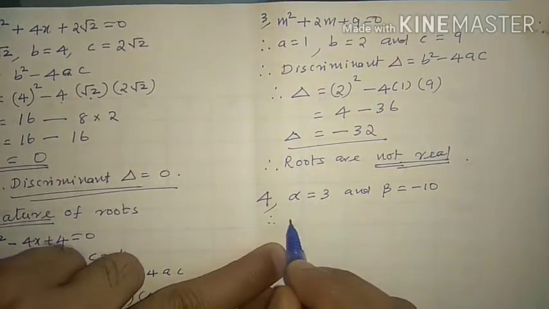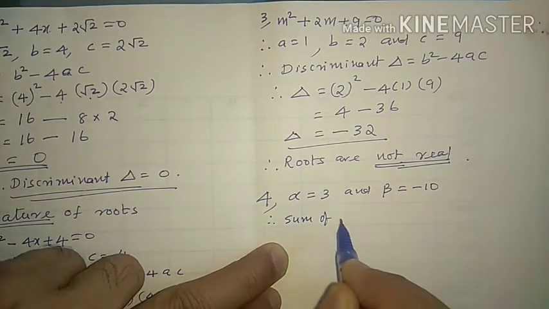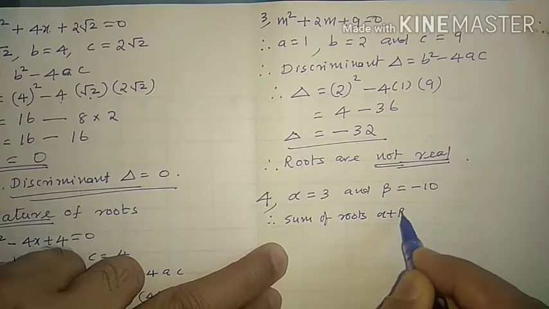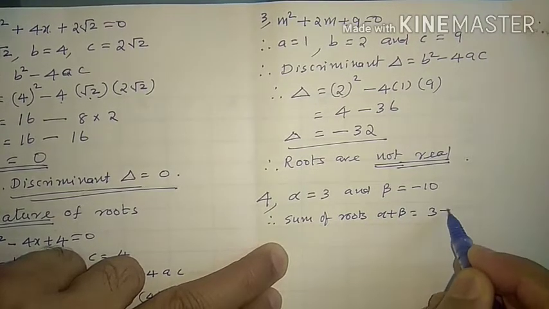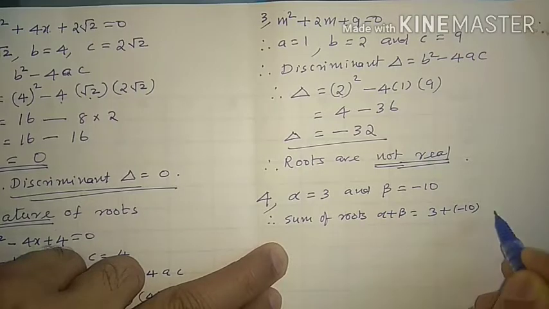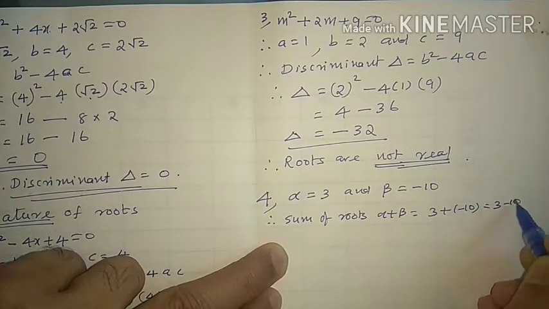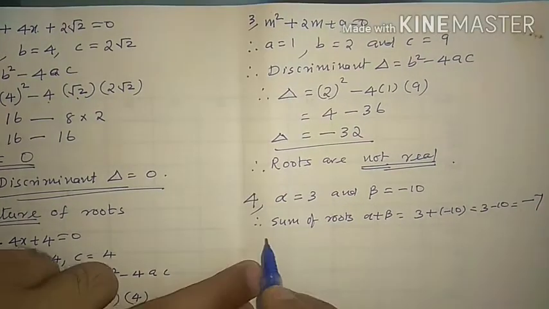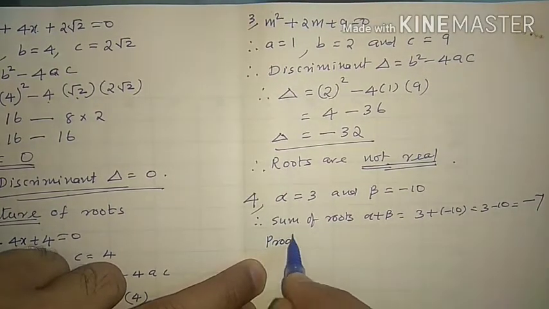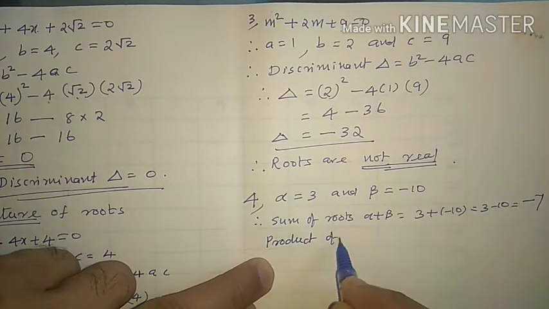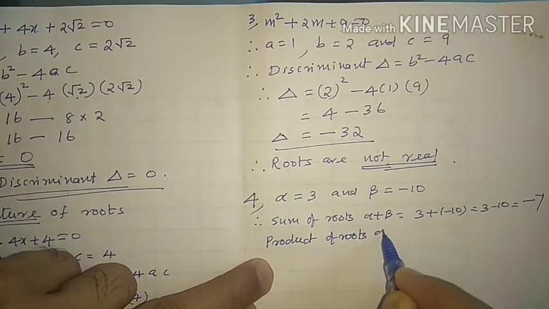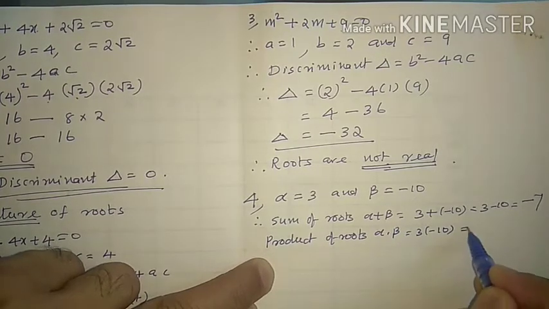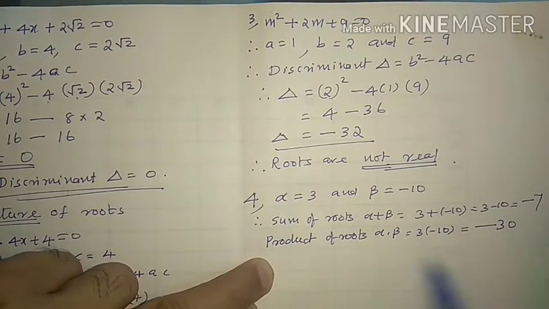Therefore, sum of roots, alpha plus beta, is 3 plus minus 10, which is 3 minus 10, minus 7. Sum of roots is minus 7. Now product of roots: alpha into beta, 3 into minus 10, minus 30.